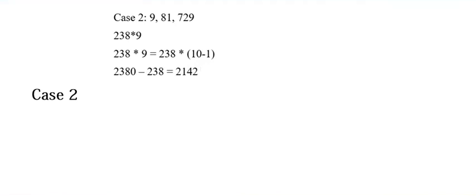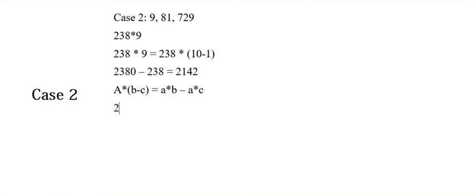As simple as that. Now this shortcut we have formed using the distributive law, which says A into (B minus C) will be equal to what? A into B minus A into C. So this would form the basis for the shortcut. Now let's try one more number.